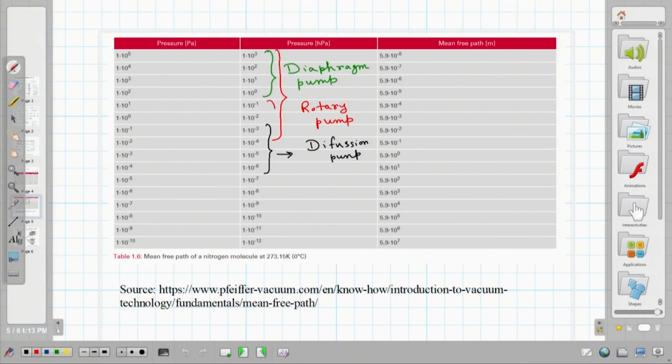It has an active range of all the way up to 10 to the power minus 7. So, this is the range of the turbo.